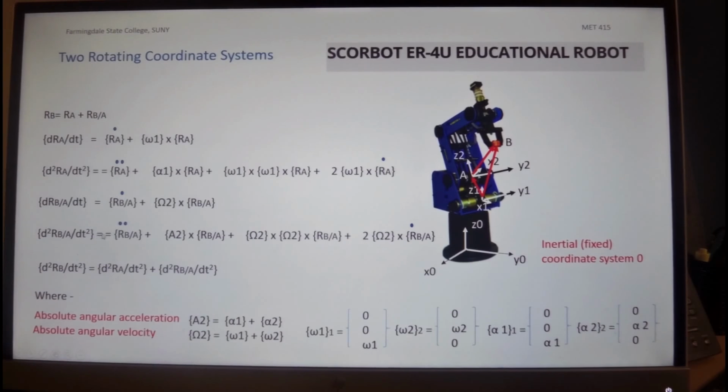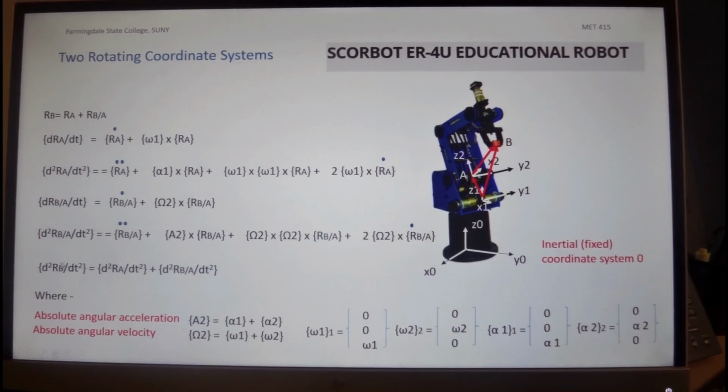If we differentiate it, we get the absolute acceleration of point B with respect to A. Again, the terms are exactly as we had here, just replacing omega with the absolute velocity of omega 2 and the absolute acceleration of omega 2 for the centrifugal. Absolute acceleration of frame 2 is alpha 1 plus alpha 2, and these are the relative ones.